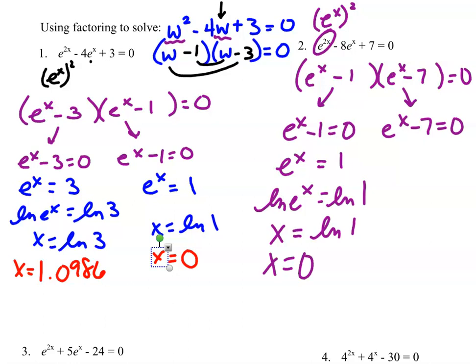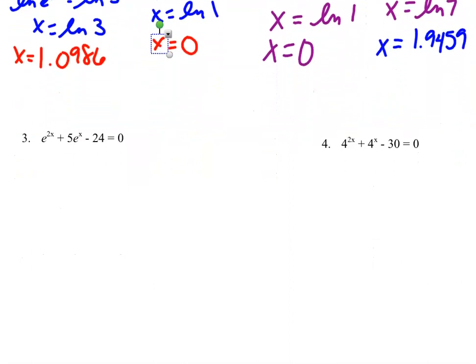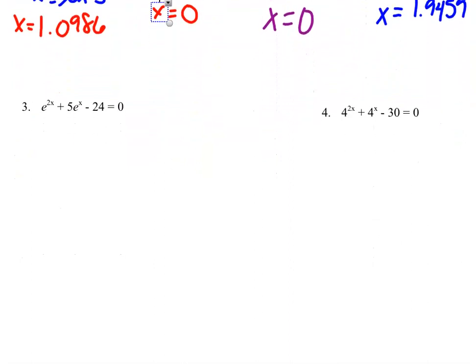For our second equation, we would have e to the x having to equal a 7. Taking the natural log of both sides, we have x equaling the natural log of 7. And if we punch that in our calculators, we end up with 1.9459. All right, so go ahead and pause the recording and try number 3.